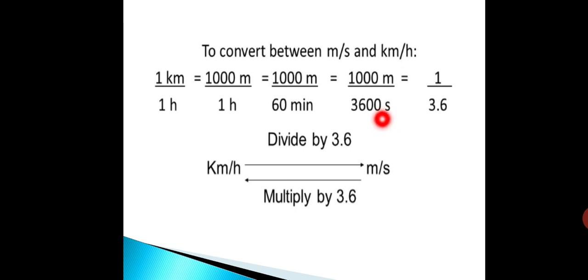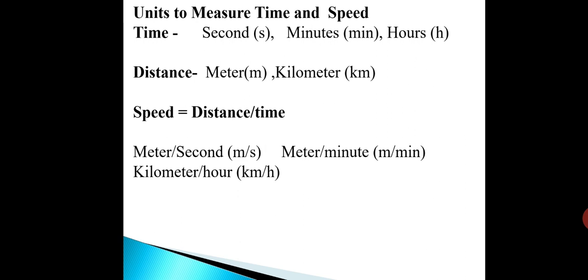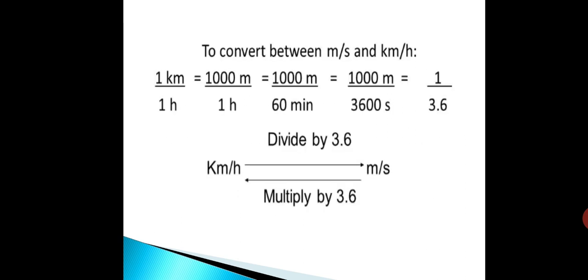Now to find it in an easy manner, in maths, we just cut these two zeros. Yes or no? If we remove these two zeros, they will cancel up and down in numerator and denominator. You will get 10 upon 36. This 10 upon 36 can be written as 1 upon 3.6. Right? This is the whole derivation which I have told you how to do.